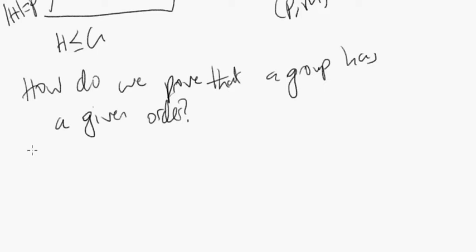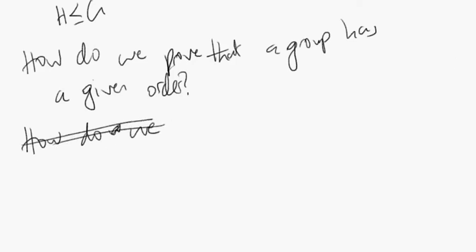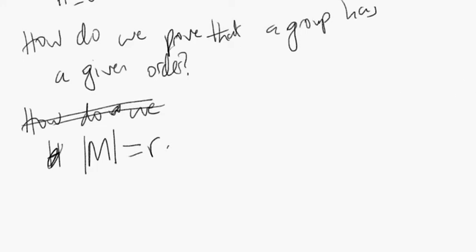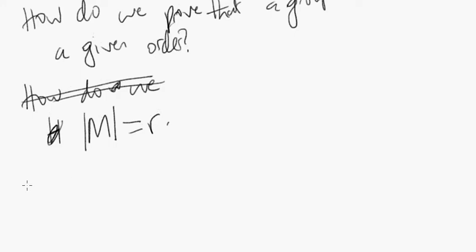So one obvious way to prove that a group has a certain order, let's make it more specific. How do we prove that a group M has order, let's say, R? How do we prove that a group M has order R? How would we be able to show this sort of thing? What methods do we have?